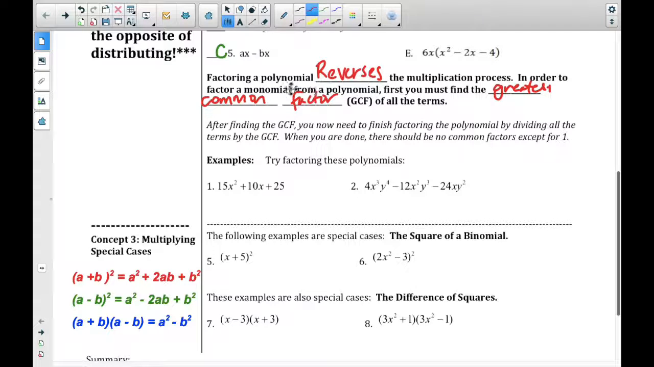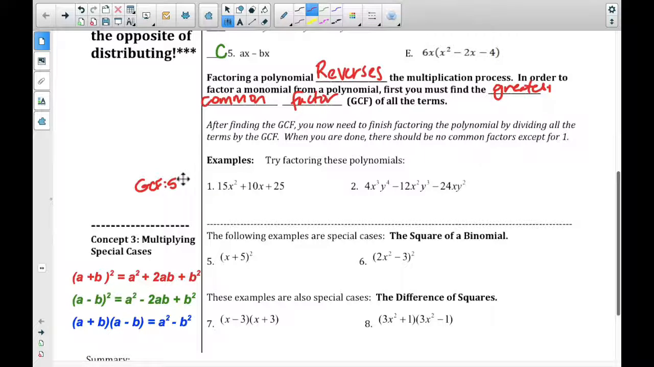So as I said a minute ago, factoring basically reverses the multiplication process. In order to factor out a monomial from a polynomial, you have to find the GCF, the greatest common factor. So if we look at example number 1, can you find what the GCF would be? Hopefully you can see that the GCF would be 5.